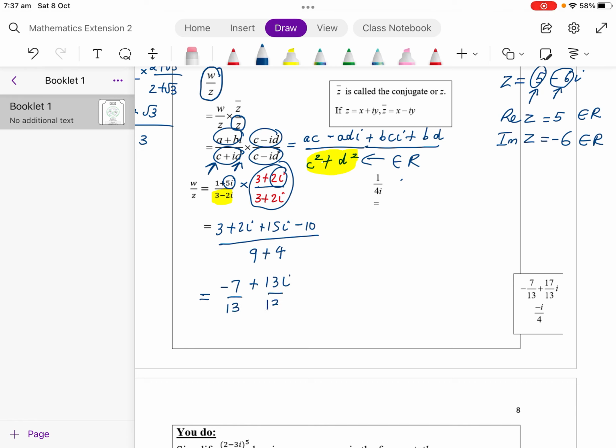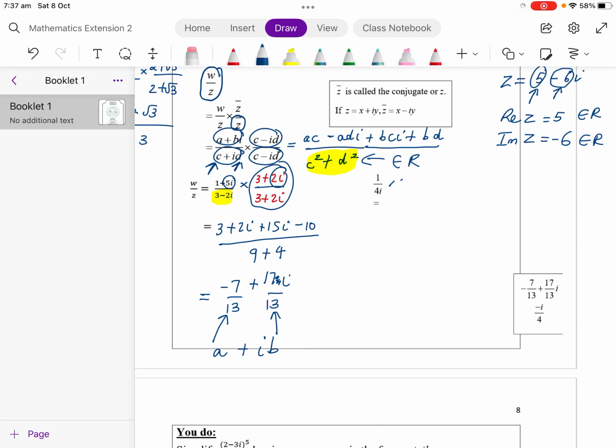And I'm going to write it separately. Oops, that shouldn't be that. That should be a 2i plus 15i is 17i. So that's going to be a 17i. And the reason why I wrote it separately like that is because I like to leave my complex number in the form a plus ib, so I can see the real part and I can see the imaginary part. It's not wrong if you put it all over 13, but that's just my preference.